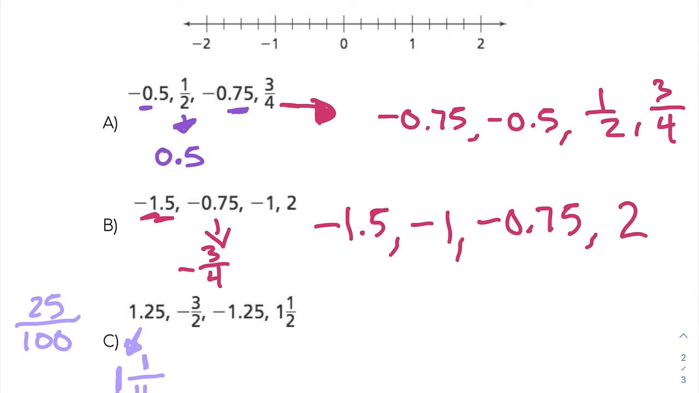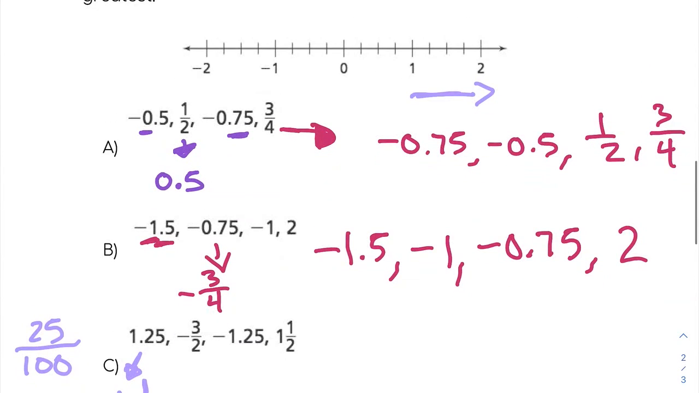So I know this is going to go in between positive 1 and positive 2 because it's greater than 1. And I have 1, 2, 3, 4 tick marks to get me to positive 2. And I know that I am going to be on the first tick mark here. So I have 1.25 right here.